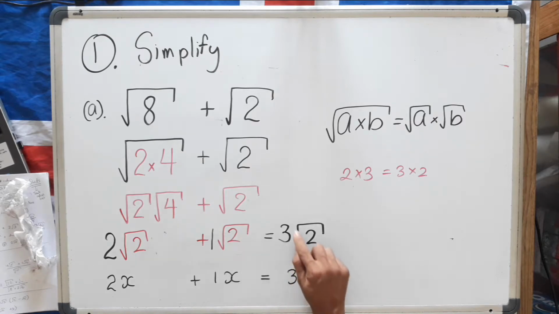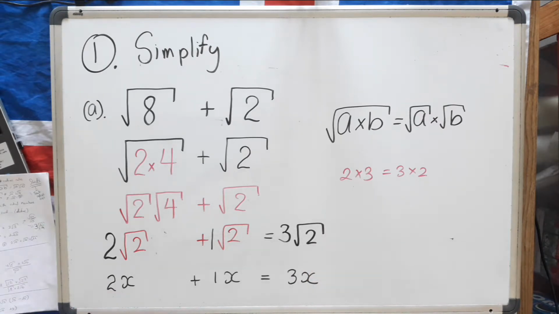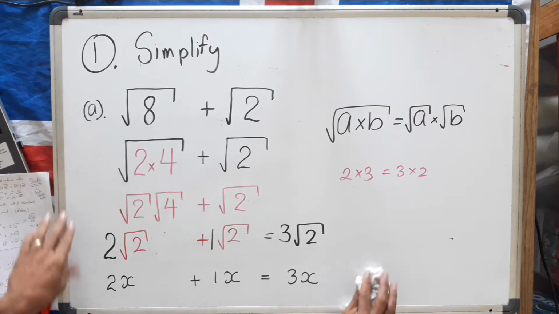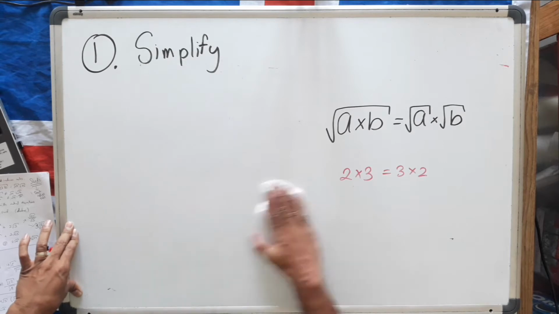And I dare not square root 2 and multiply by 3, because the square root of 2, you can try it, will give you a long irrational number on your calculator. So that's E. Let's try another question.